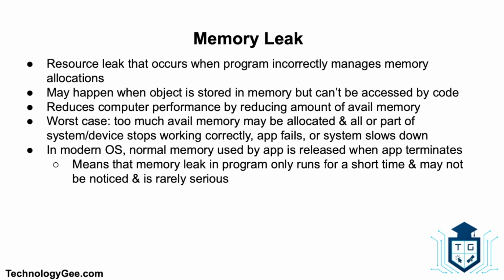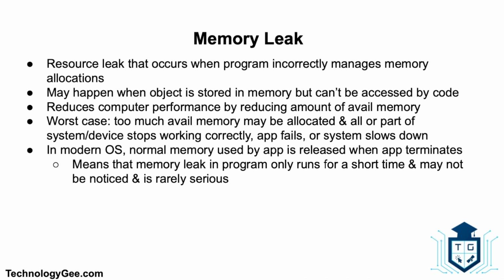And speaking of memory leaks, a memory leak is the type of resource leak that occurs when a computer program incorrectly manages memory allocations in a way that memory which is no longer needed is not released. A memory leak may also happen when an object is stored in memory but cannot be accessed by the running code. A memory leak has symptoms similar to a number of other problems and generally can only be diagnosed by a programmer with access to the program's source code.